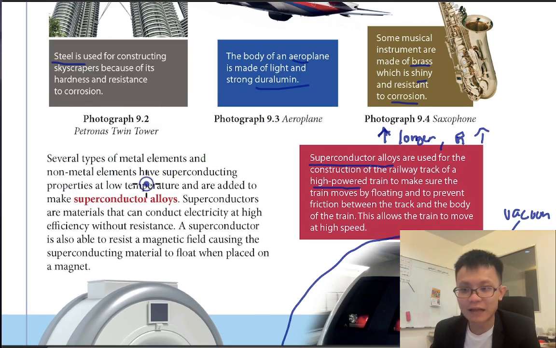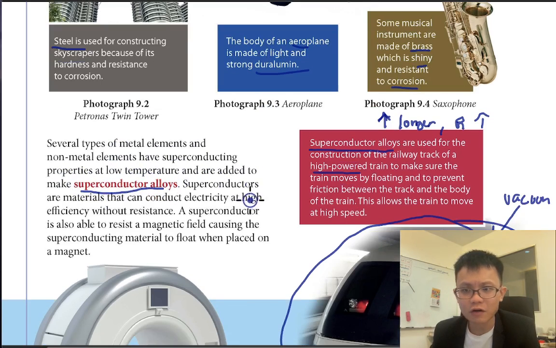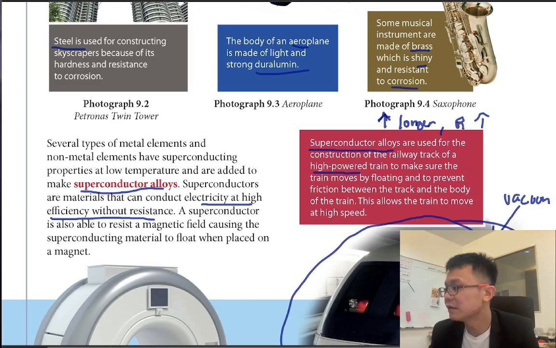Several types of metal and non-metal elements are added to make superconductor alloy. Oh, this one I already saw. Electric at high efficiency without resistance. Is it a good word? I think the better word should be almost zero resistance, because it's not good to say without resistance. How can you do without?